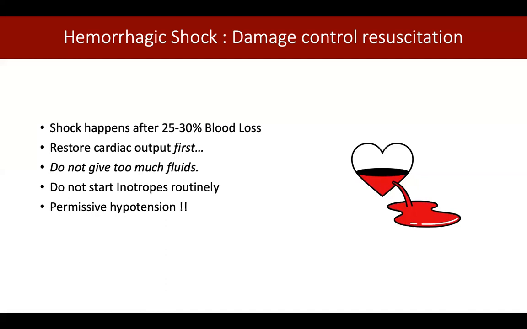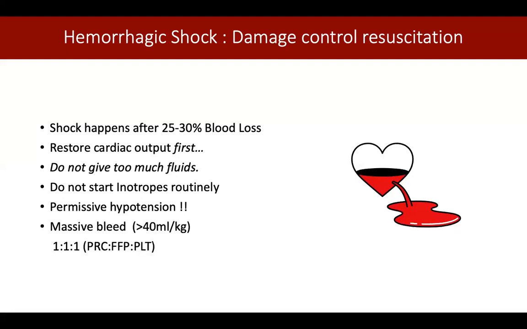Because always remember, in case of a hemorrhagic shock, it is always permissive hypotension. When you try to increase the BP by starting a vasopressor, on one side, you may be compromising the perfusion. On the other side, you may be causing the dislodgement of the clot that is formed, which may again lead to a rebleeding. So avoid using inotropes as much as possible.